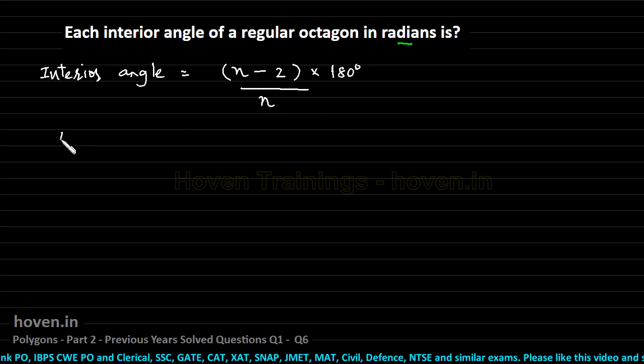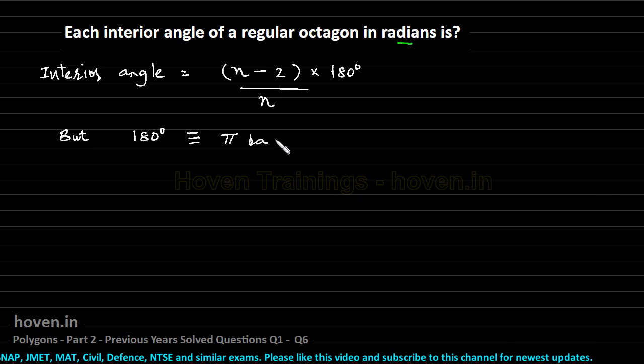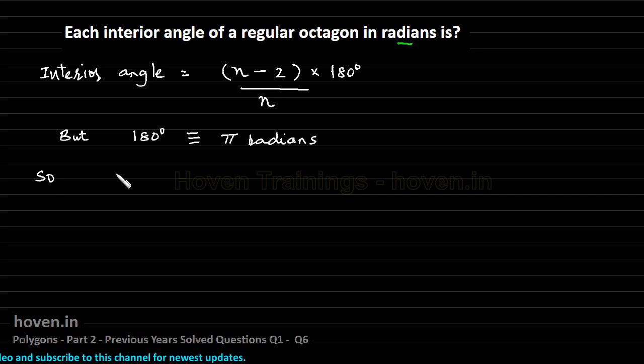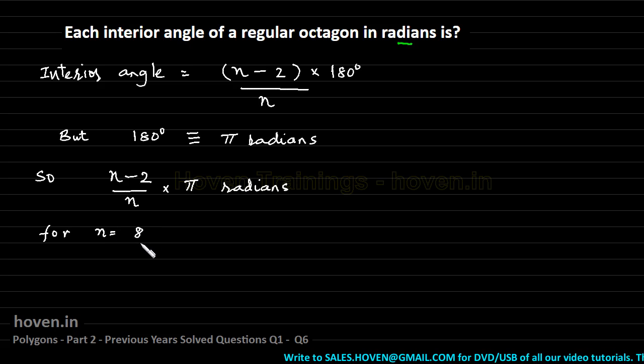But we know that 180 degrees is the same as pi radians. This formula we already have from the definition of a radian. 180 degrees is the same as pi radians. So, each interior angle is equal to n minus 2 by n into pi radians. We'll put 180 as pi. For n is equal to 8, an octagon has 8 sides.